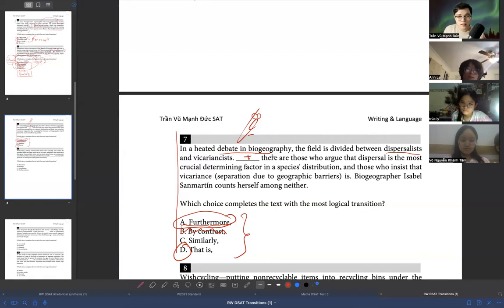But in the latter sentence, there are those who argue that dispersal is the most crucial determining factor in species distribution, and those who insist that vicariance, separation due to geographic barriers, is. So they're explaining what a vicariancist and dispersalist are. They're using "that is," or "in other words."